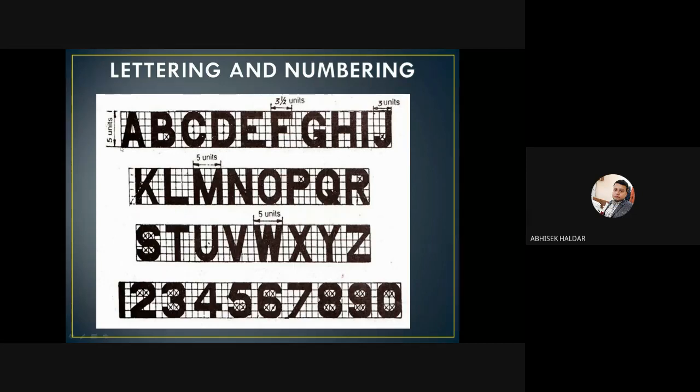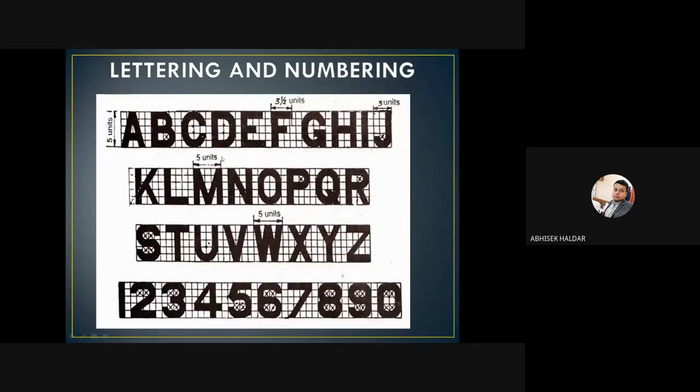You can see if this is 5 units, this part is 4 units. You can count the boxes. One box is 1 unit, so 1 2 3 4. Here also 1 2 3 4. The exception is for F, 3.5 units, you can see. Okay, height is the same for all. For J it is 3 units, and for M and W, both length and height will be 5 units.